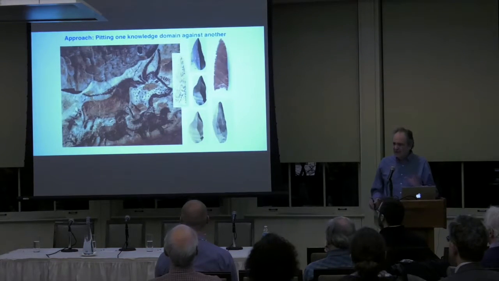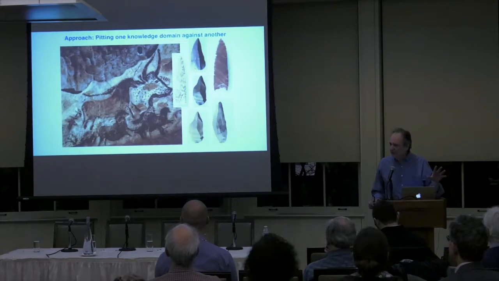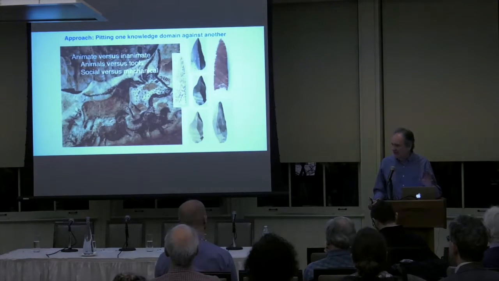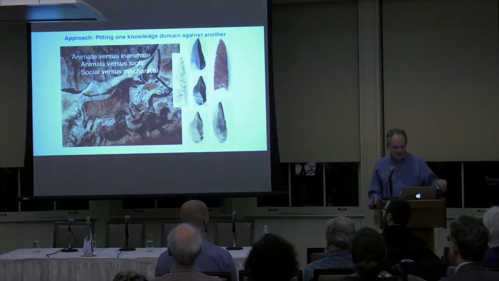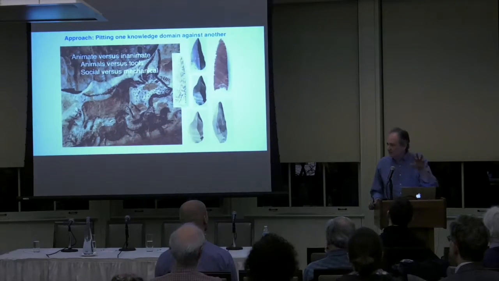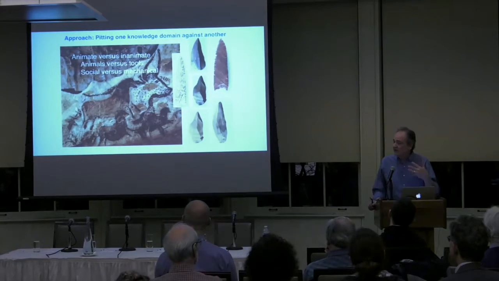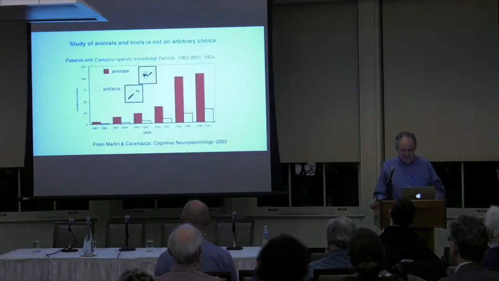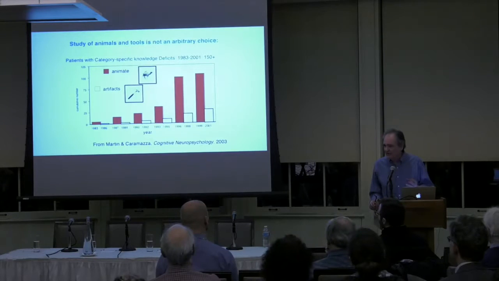So the way we've gone about doing this over the years in my laboratory is really to pit one kind of knowledge domain against another, and in particular, looking at animate entities. Those are living things that move on their own, like us, four-legged animals and so on, versus inanimate objects, with the best examples being animals versus tools. And later on, I'll show you some evidence of higher order levels of cognition, relatedly social knowledge versus mechanical knowledge.